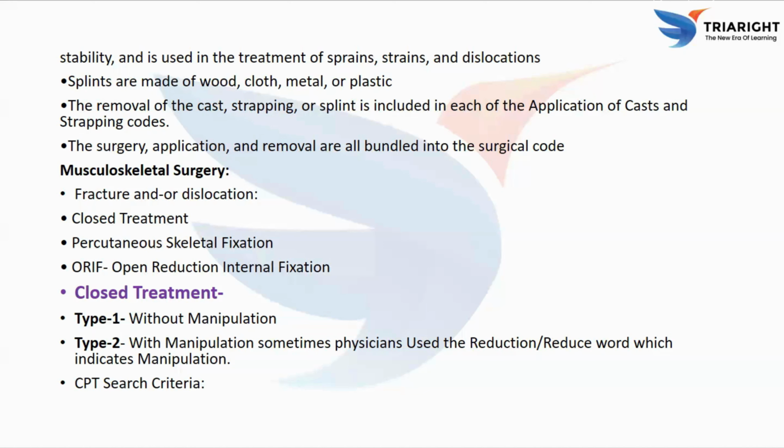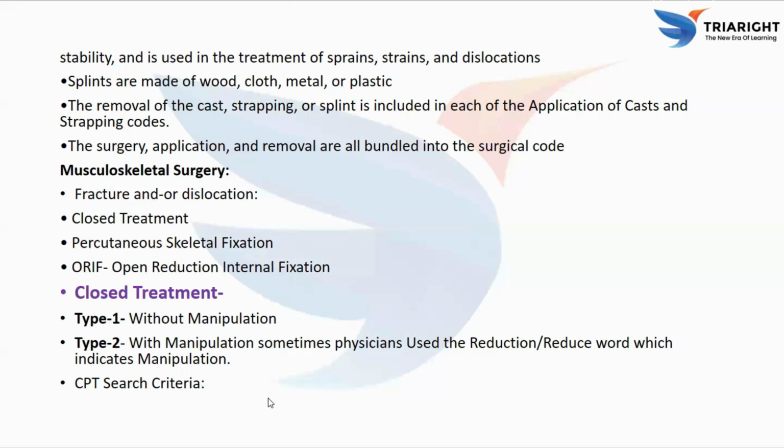And next is percutaneous skeletal fixation. Percutaneous skeletal fixation is done through small skin punctures where pins, wires or screws are placed. So there is no open incision in percutaneous skeletal fixation. And part 5 is ORIF, open reduction internal fixation. It's an open incision, bone is directly visualized and hardware is placed. So what hardware? Maybe plates, screws and rods.